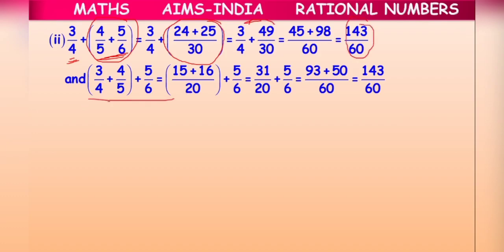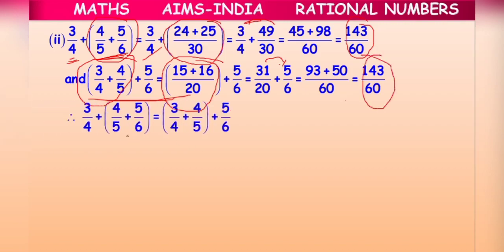In the second case, 1 and 2 are grouped together. The third one is kept separate. The sum of 1 and 2 is calculated first, then combined with the third one. This time also we have got the same answer.